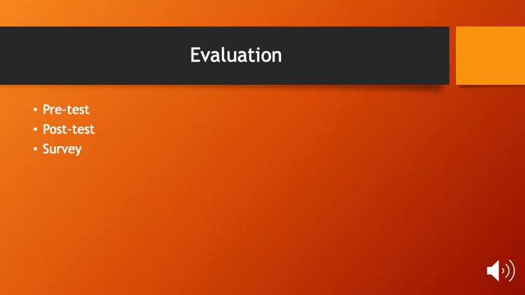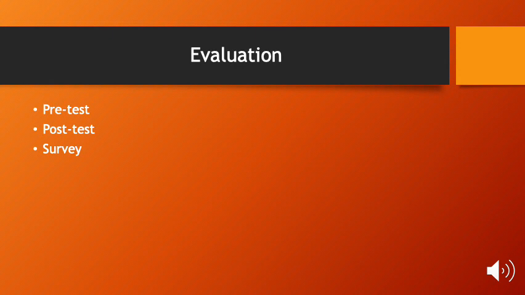According to Kirkpatrick's evaluation framework, training evaluation is measured according to reaction, learning, behavior, and results. Reaction level 1 identifies whether or not the trainees enjoy the training. Reaction will be measured with the end of course survey. Learning level 2 will determine if the trainees retain and learn the learning objectives of the training program. Learning will be measured by the post-test.